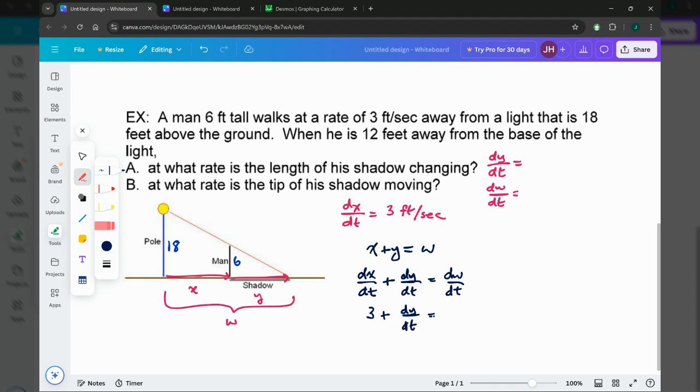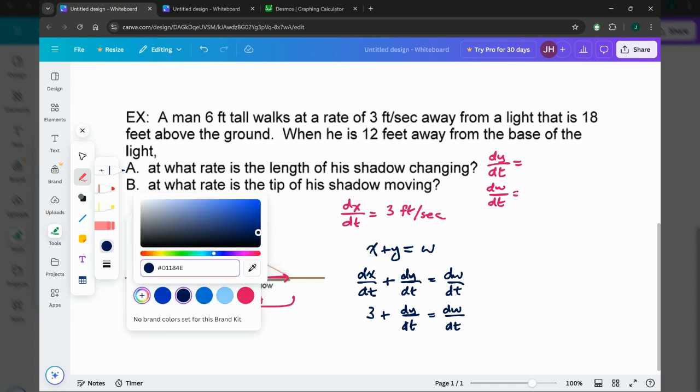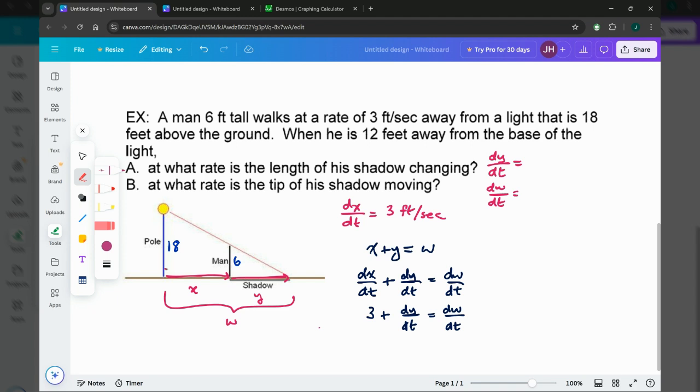Now, what this means is I need another equation that involves y and w. I don't really need x. I need y and w. And this is where a lot of my students get stumped. They're like, what am I looking for? If you notice in this picture, I've got a big right triangle involving the 18 and the W as the vertical and horizontal sides. I've got another smaller right triangle here with the 6 and the y as the vertical and horizontal sides. What kind of triangles are those?